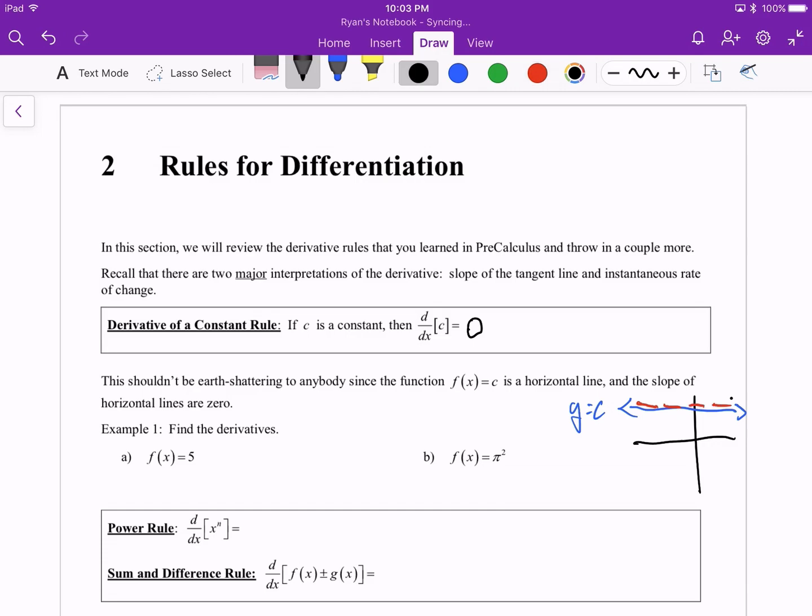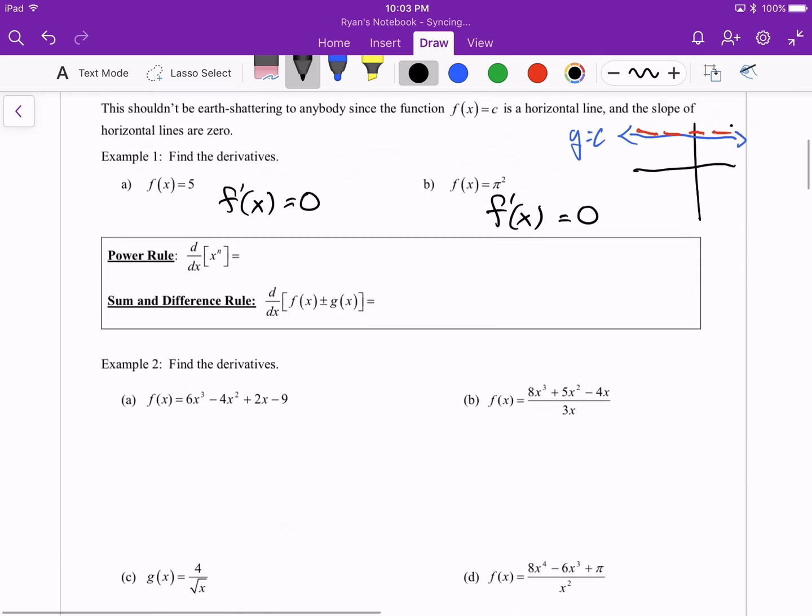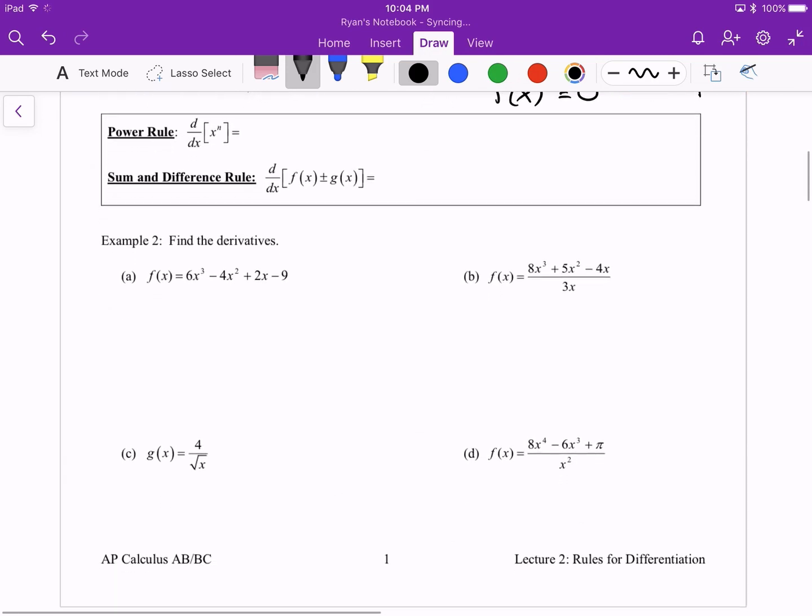Okay, so example 1, a and b are not overly hard. If f of x is equal to 5, then f prime of x, which is how I denote the derivative, is equal to 0. And then in part B, it's meant to be a little bit of a trick. It says pi squared. Don't start thinking that that's a power rule problem because remember that pi is a constant. So if I square it, it's still a constant. And so if it's a constant, then its derivative is equal to 0. Okay, so pretty straightforward there. Derivative of any constant is just 0.